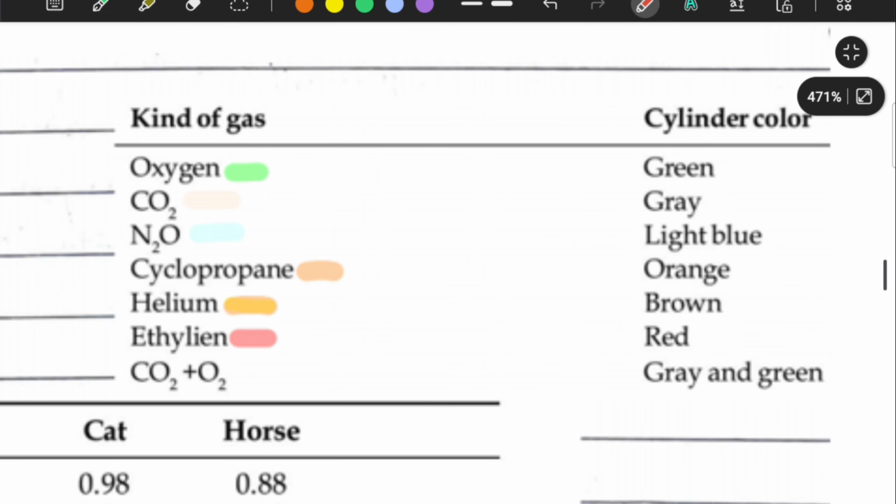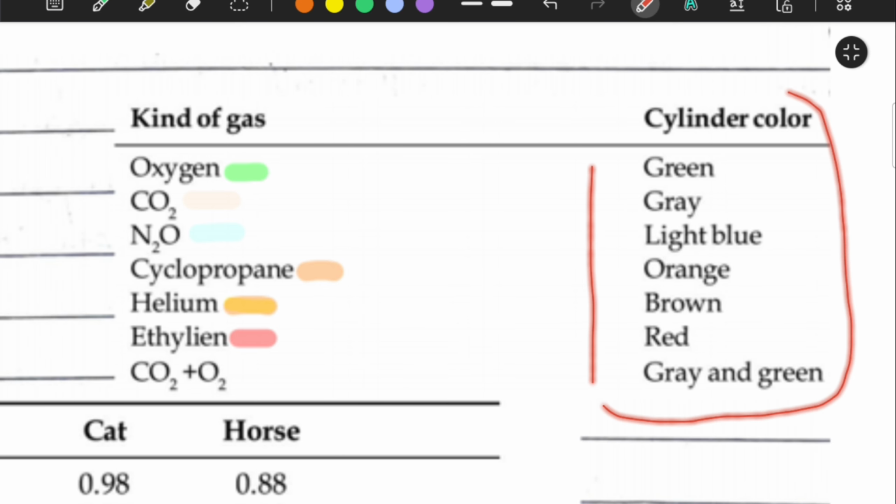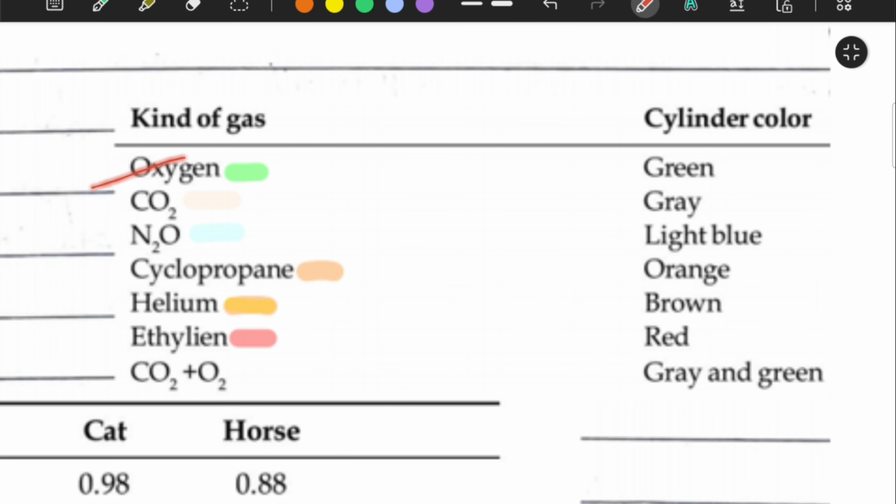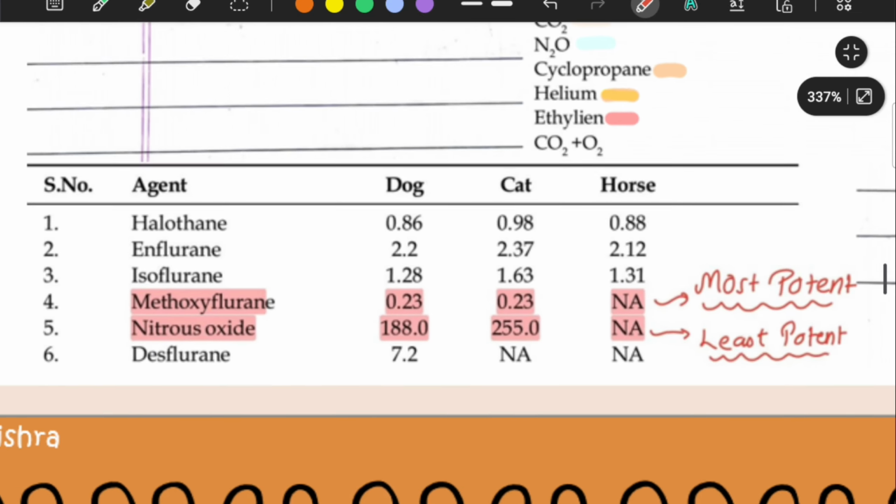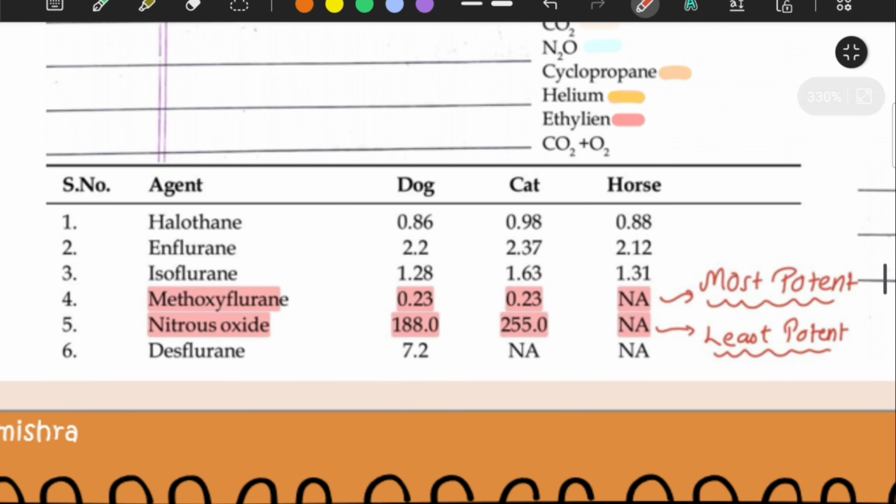So it is the cylinder color, which sometimes may be asked in the examination. Oxygen has the green color, CO2 has the gray color, the N2O cylinder has the light blue color, cyclopropane has orange color, helium has the brown color, ethylene has red color, and the mixture of CO2 and O2 gases in a single cylinder has a color code of gray to green.